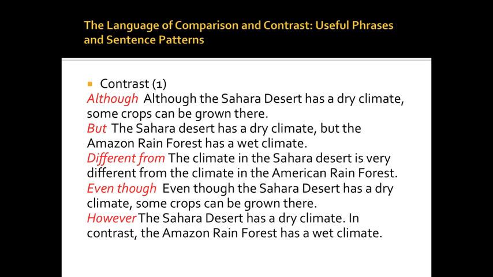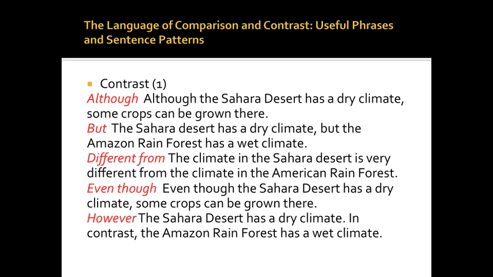For contrast, you talk about the differences, the information within each circle. First, we can use "although." Although the Sahara Desert has a dry climate, some crops can be grown there. "But": the Sahara Desert has a dry climate, but the Amazon rainforest has a wet climate. "Different from": the climate in the Sahara Desert is very different from the climate in the Amazon rainforest.